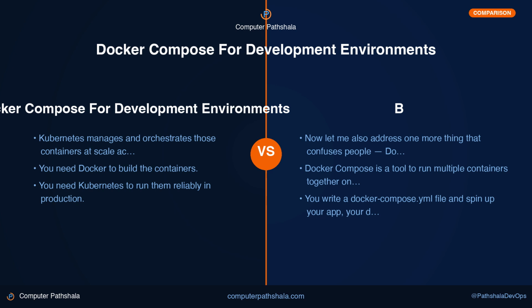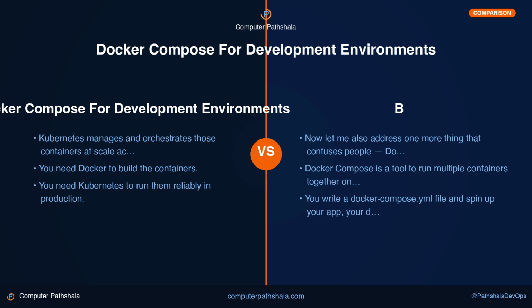In a real company setup, here's what the workflow looks like. Developer writes code, writes a Dockerfile, pushes to Git. A CI/CD pipeline, maybe Jenkins or GitHub Actions, automatically builds the Docker image and pushes it to a container registry. Then it updates the Kubernetes configuration to use the new image. Kubernetes picks it up and rolls out the new version across the cluster. The whole thing happens automatically. The developer just merged a pull request and went for chai.